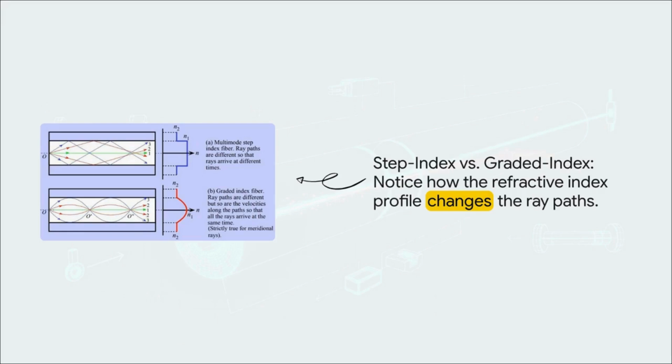But now look at the bottom one, the graded index fiber. This is so clever. The refractive index is highest right at the center, and then it gradually gets lower toward the edges. What does that do? It means the light rays on those longer outer paths actually travel faster. This lets all the different rays arrive at the finish line at almost the exact same time. It's a fantastic way to reduce that signal smearing we call dispersion.